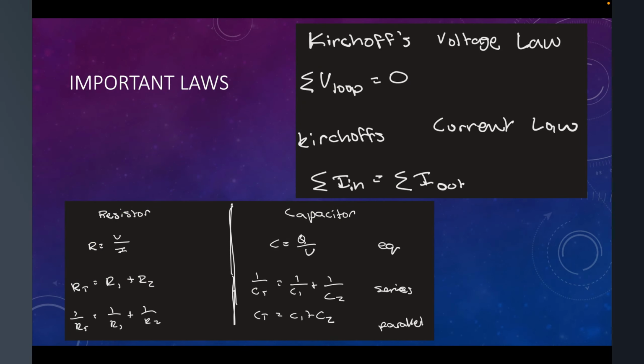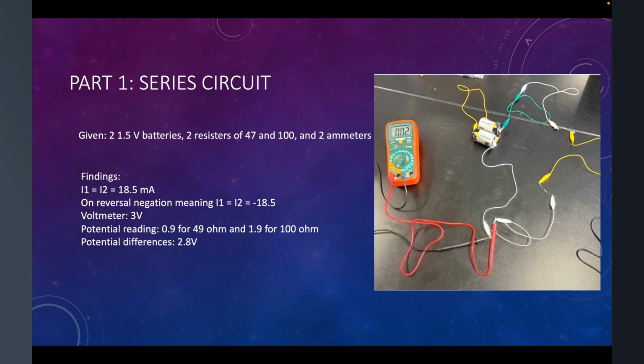Some important laws are Kirchhoff's voltage law, which is V loop is equal to 0, and Kirchhoff's current law, which is I in is equal to I out. And then we have all the resistor and capacitor laws in relation to V, with the equations in series and parallel. So this is a little preview of our results.